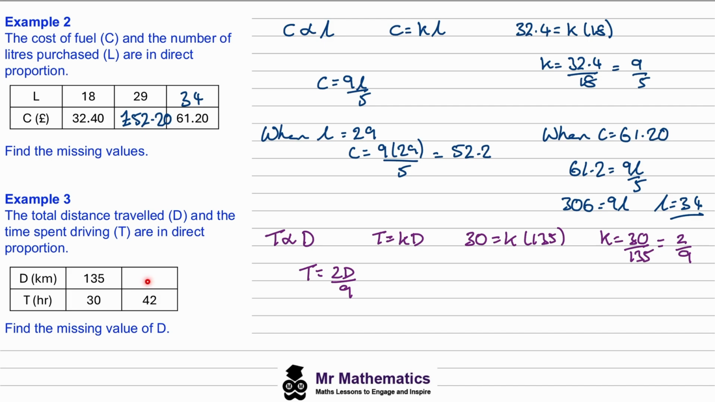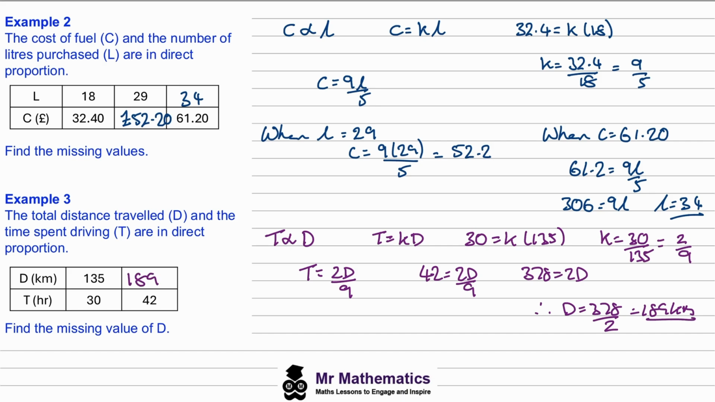And now to work out the distance, we'll substitute in 42 into our model. So 42 will be 2D over 9. We'll multiply both sides by 9. We get 378 will equal 2D. So therefore, D will be 378 divided by 2, which is 189 kilometers.